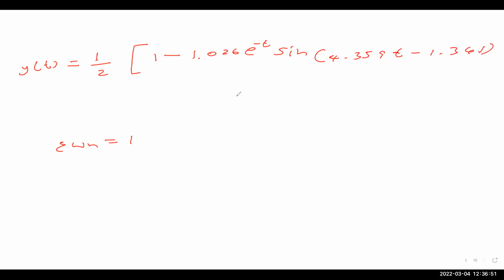So this is simply our function. Now we have been asked to find certain things, right? We got the output, rise time, peak overshoot, and settling time, right? So we'll first go with the rise time.